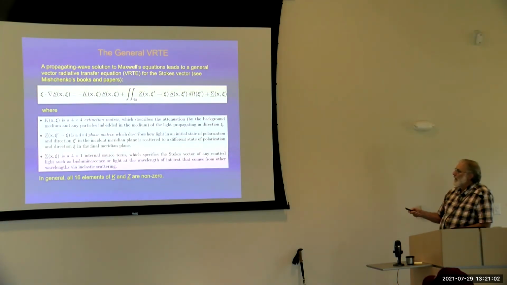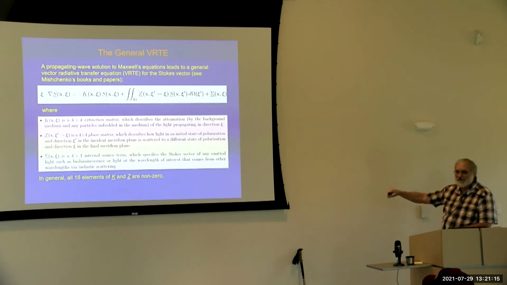And then, besides the phase matrix, here's another matrix K, which is called the extinction matrix, and it's multiplying the Stokes vector. And then this C dot grad S is really a bunch of spatial derivatives. If you've had advanced calculus, you know what those are, and if you haven't, don't worry about it.